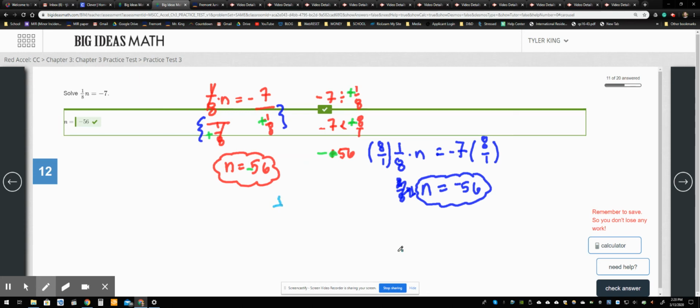So I have 1/8 times negative 56 is equal to negative 7. Just want to check to make sure this works. I end up with negative 56 over 8 is equal to negative 7. And again, this division gives me negative 7 is equal to negative 7. So I was able to check my answer, and I was good.